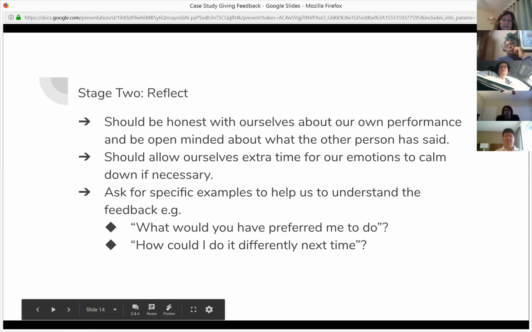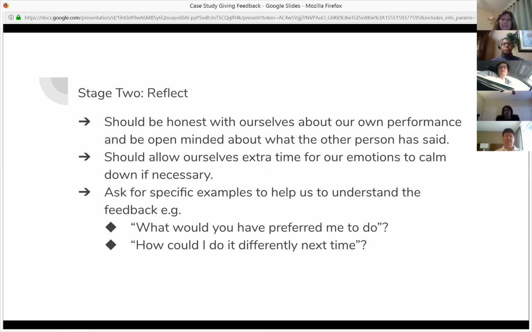And then stage two, the person receiving feedback needs to have time to reflect and be honest about themselves and their performance. Keep an open mind about what's being said. They should allow themselves extra time for the emotions and have time to calm down if necessary. Come back to the person that's giving you feedback with specific examples. You know, what would you have me do instead? How can I do it differently next time?